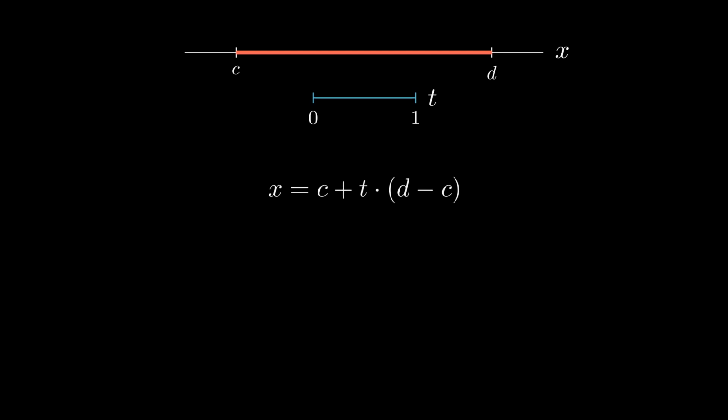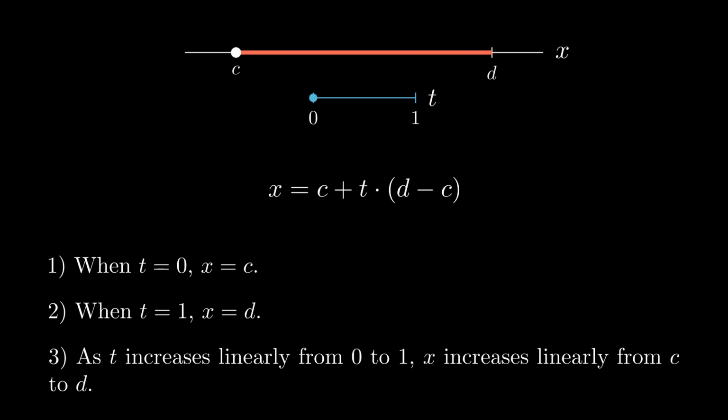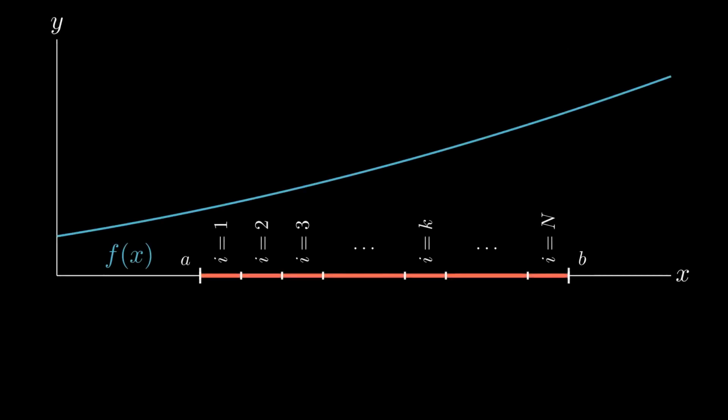We can easily see that this has the following properties. When t is equal to 0, x is equal to c. When t is equal to 1, x is equal to d. And as t increases linearly from 0 to 1, x increases linearly from c to d. We will use this formula for each of the subintervals in order to pick out the point at which we are evaluating the function. Let's return to the general setup.